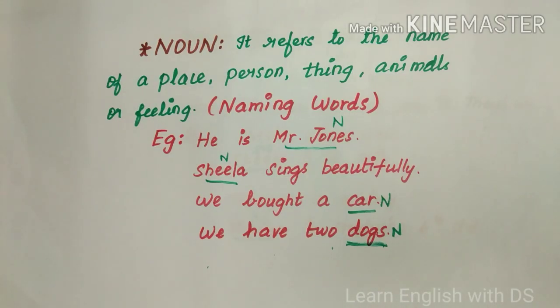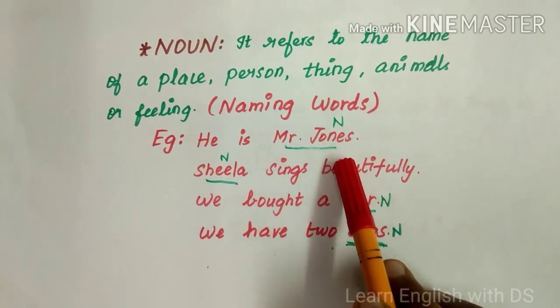The first thing in our list is noun. It refers to the name of a person, place, thing, animals or even a feeling. In this world, each and everything has its name. So, all the names come under the category noun. That's why nouns are also called naming words. Now, let's look into the examples.